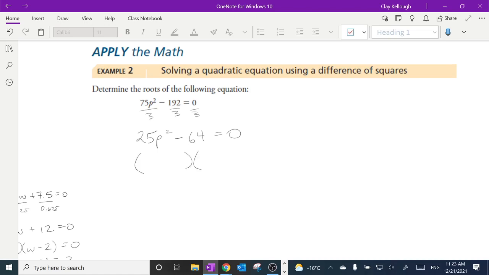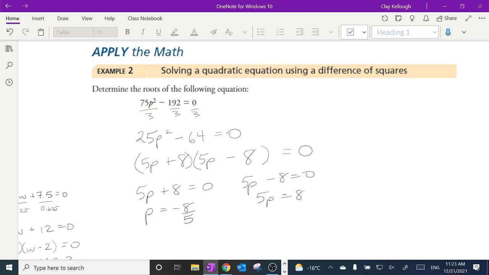So this factors super nice into the square root of the first thing and the square root of the second thing. And what do you do between them? One's a plus and one's a minus. So if this thing's 0, if 5p plus 8 is 0, then p is negative 8 divided by 5. And notice that this one will be the same basic thing. It'll just turn out to be a positive, because I'll move the 8 to the other side. It'll become a plus.